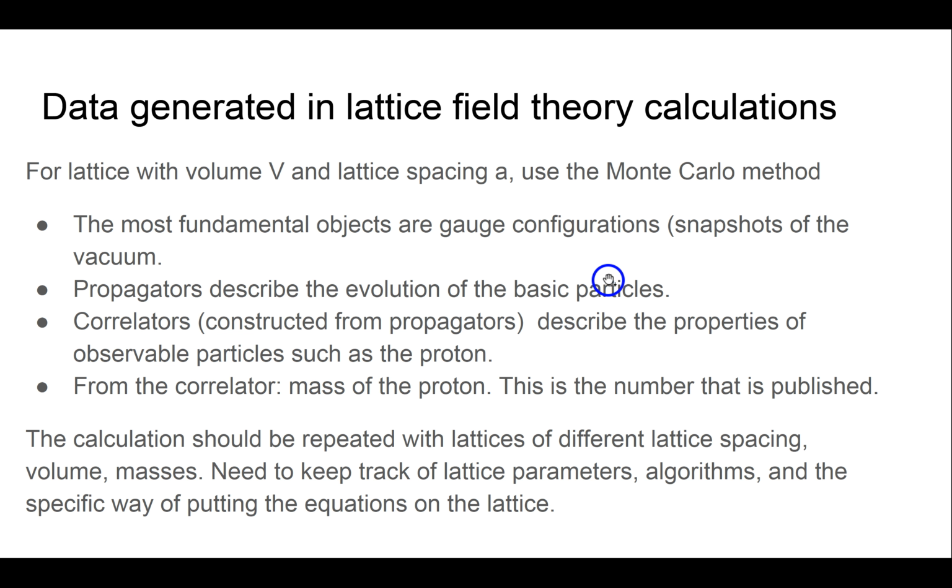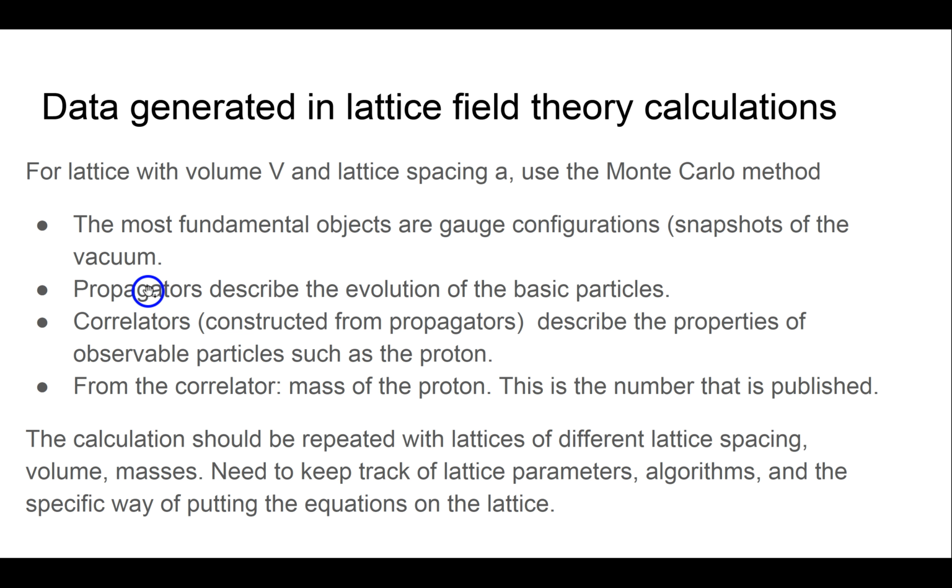So what happens in a lattice QCD calculation? You start off with a fixed volume and lattice spacing, and essentially use Monte Carlo methods. You introduce some random numbers, and with different random numbers you get different samples of the thing you're attempting to estimate. The most fundamental objects are gauge configurations. They're essentially snapshots of the vacuum.